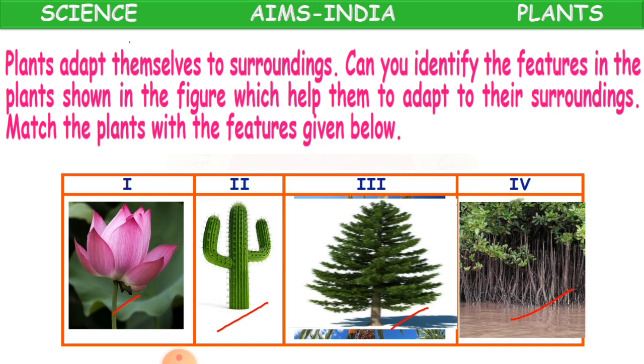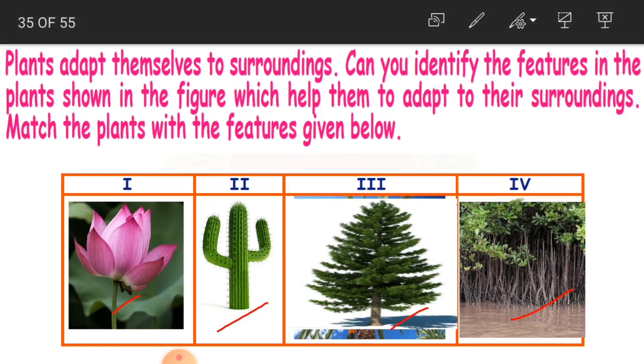Now the first one, that is lotus, how is it? It has broad and wax coated leaves. So this becomes R. Okay children, this first one becomes R. Then the second one, that is cactus. It has prickly spines, that is P. Okay, and the third one has needle shaped leaves, so it is S.